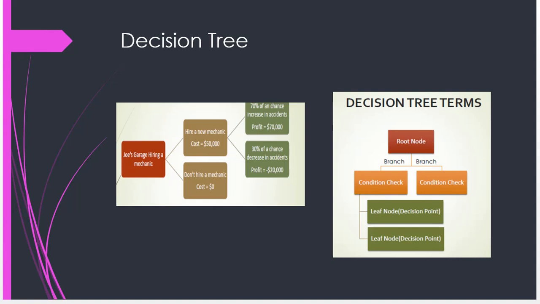So the decision tree will always start from the root node. In this case, that's George's garage. That's the first and starting point. And then we move to the next branch. So we have two branches, hire a new mechanic or don't hire a new mechanic. And then from one branch, you can move to more branches. And each branch has two or more options.